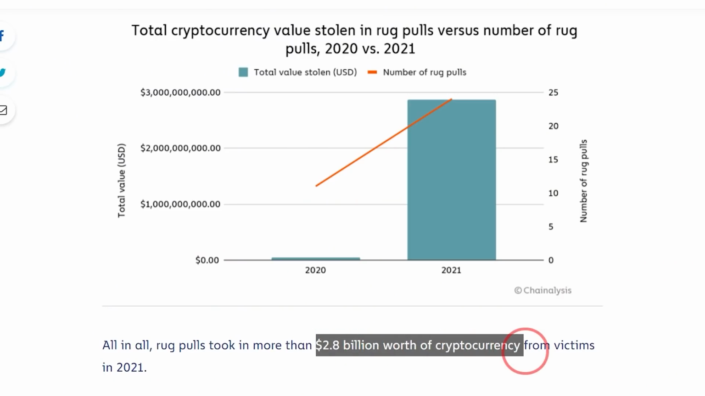In fact, Rugpull has become very popular in 2021, with a total of $2.8 billion lost to it. So in this video, I will show you 7 ways on how to identify whether a crypto is a Rugpull or not, so that you can avoid losing your hard-earned money.